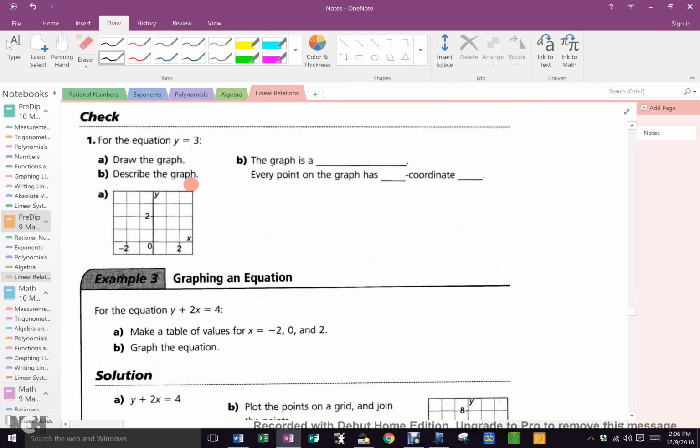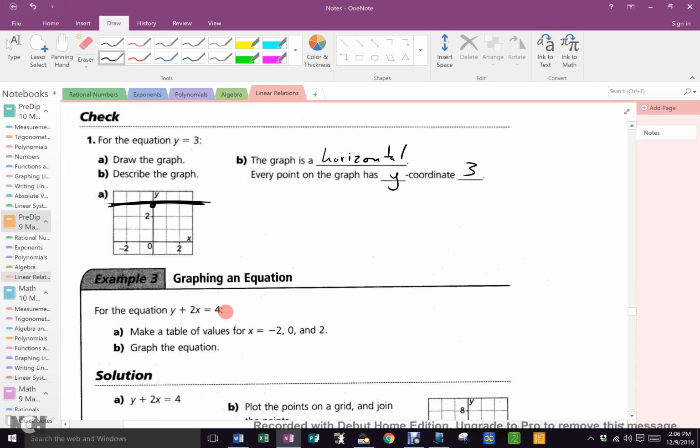Do this one. Where's the graph go? Okay, y is equal to 3. So you have to go up 3 spaces. And then draw what? Horizontal line. The graph is horizontal. Every point on the graph has a y coordinate of 3. Yes? Okay.